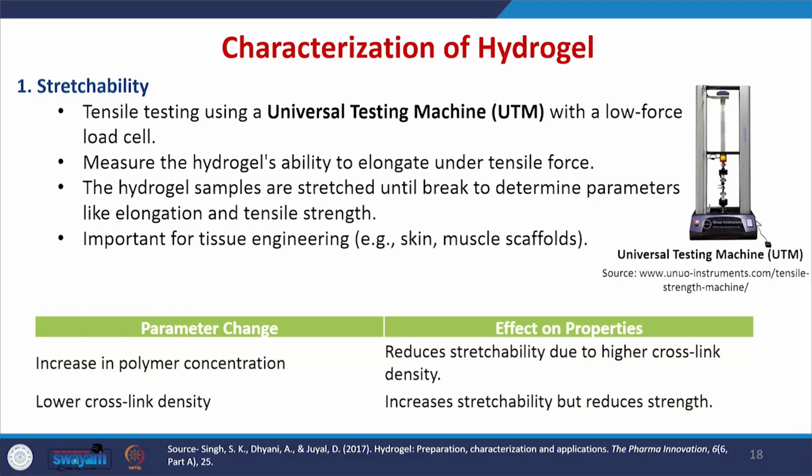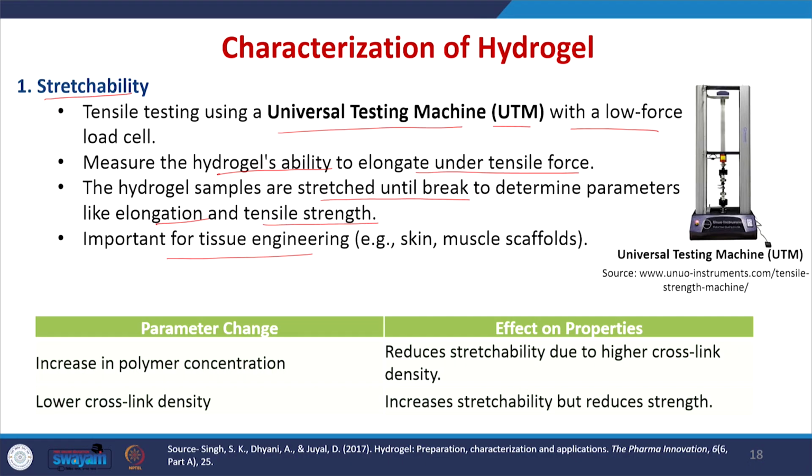Let us see how to characterize the hydrogel. The first one is to characterize the stretchability of the hydrogel using a UTM, that is, Universal Testing Machine with a low force load cell. This UTM measures the hydrogel's ability to elongate under tensile force. The hydrogel samples are stretched until they break to determine parameters like elongation and tensile strength of the hydrogel. So this tensile strength is very important for tissue engineering applications.